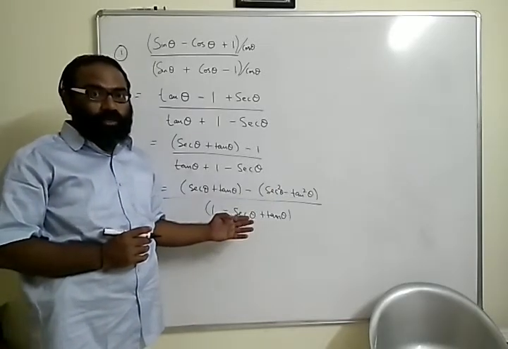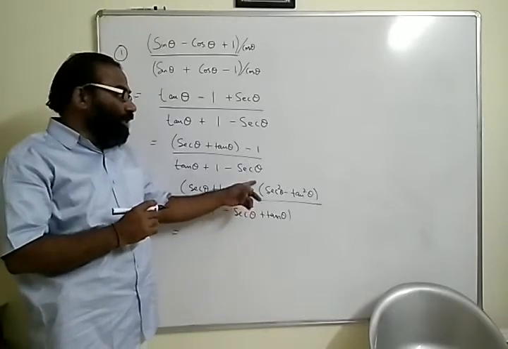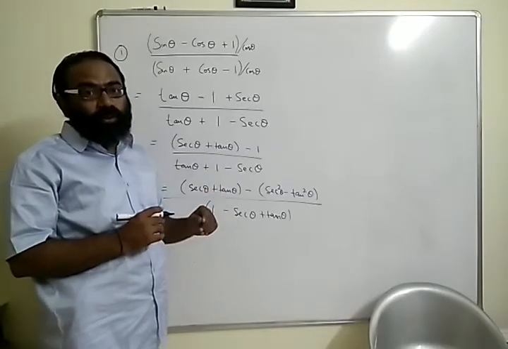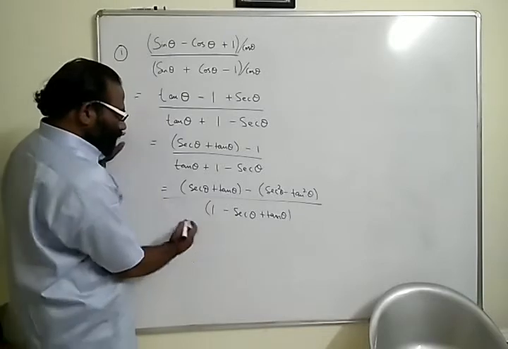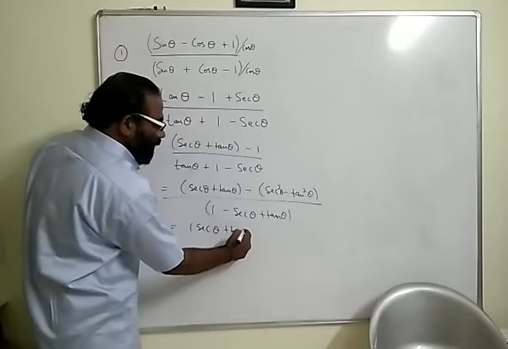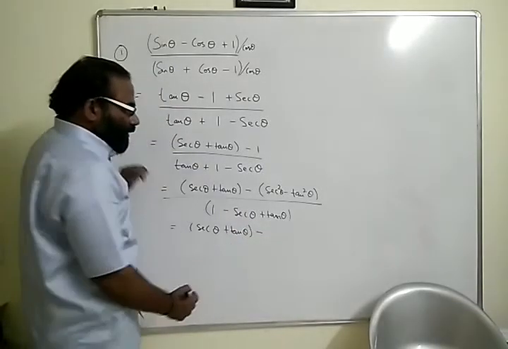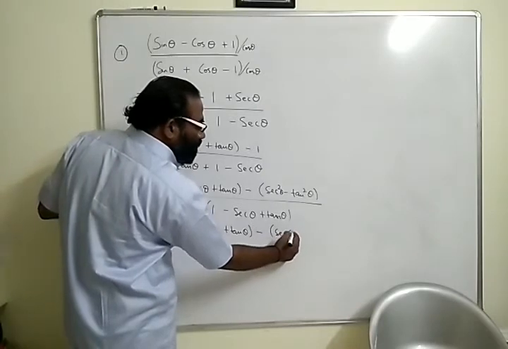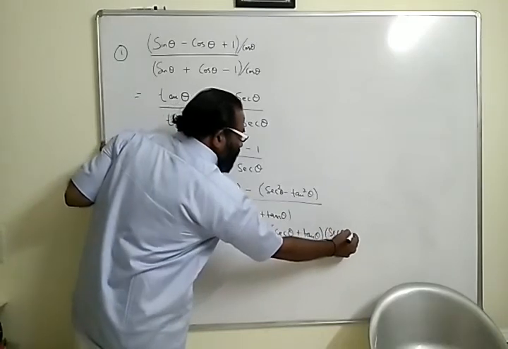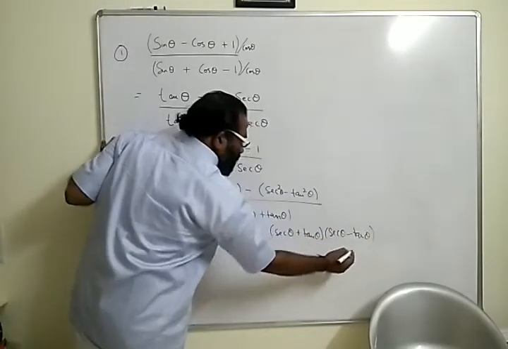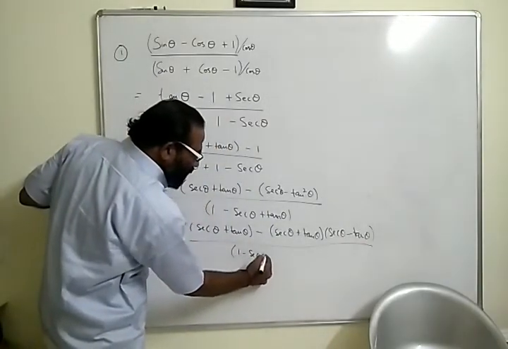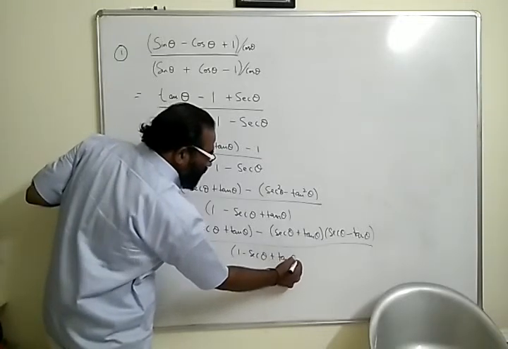Now is the time to make sure that our algebraic identities are very clear. What is a squared minus b squared? It is (a plus b) into (a minus b). So let's do that over here. It is secant theta plus tan theta minus (secant theta plus tan theta) into (secant theta minus tan theta), and by 1 minus secant theta plus tan theta.